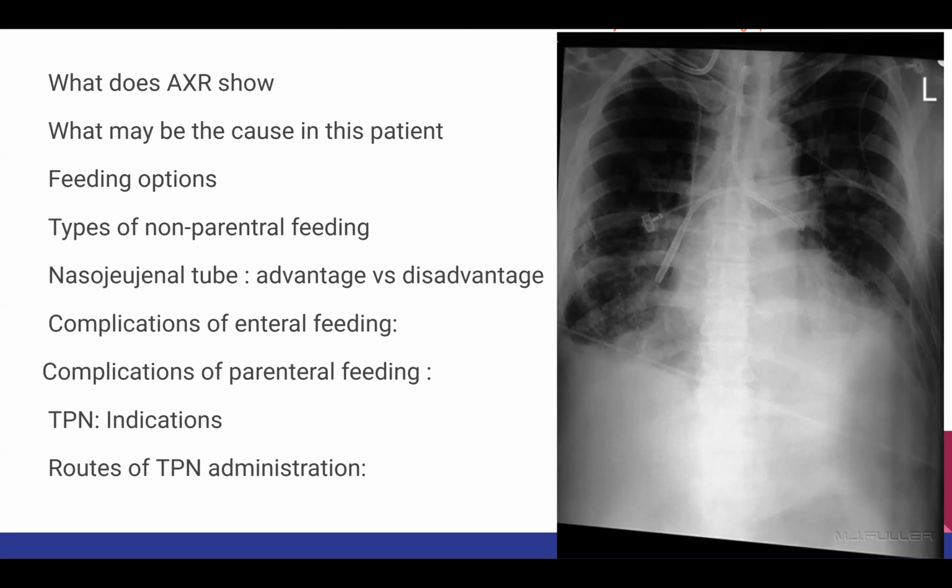Then there is also a risk of DVT and an embolus, so we have to give the TPN slowly. Okay, so can you tell me what are the indications for starting TPN?